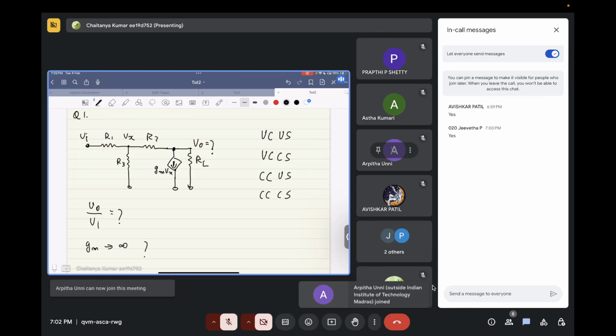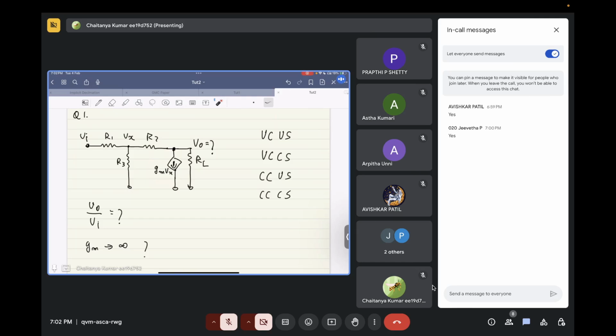So what is the controlling parameter? This is the control source, right? What is controlling the current in this? Voltage. Yeah, which voltage? Vx, right? So it's a voltage controlled source, and what is the output?